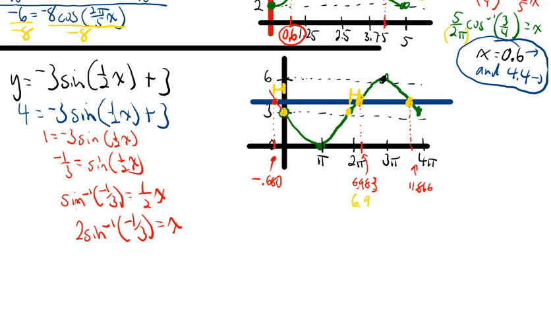And then, I want to do 4 pi minus 0.680 because now this distance is also 0.680. And so, yeah, 11.887.